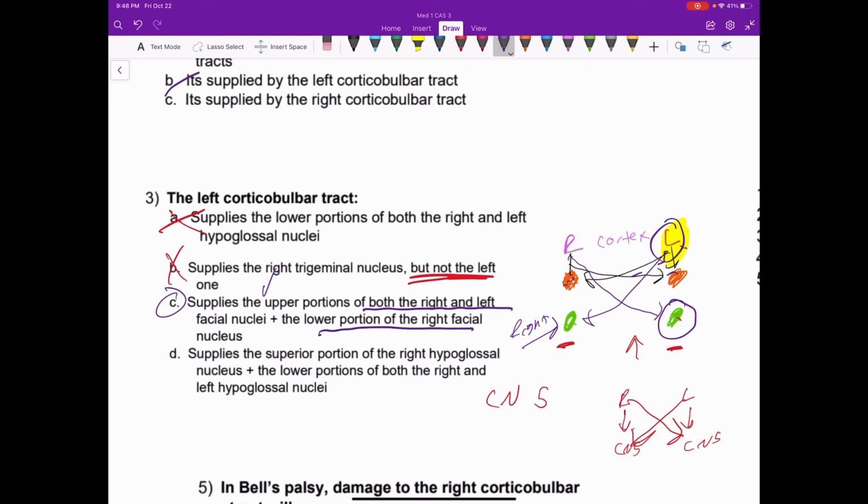Just for the fun of it, let's do D. Does it supply the superior portion of the right hypoglossal nucleus? Okay, so we remember hypoglossal is similar to this structure. And it supports the superior portion of the right. Yeah, it does. Does it support the lower portions of both the right and the left? No, it does not support both of them. It only supports this side. So for the hypoglossal, this question is wrong as well. So C is the only answer.